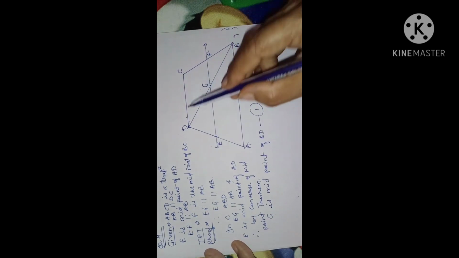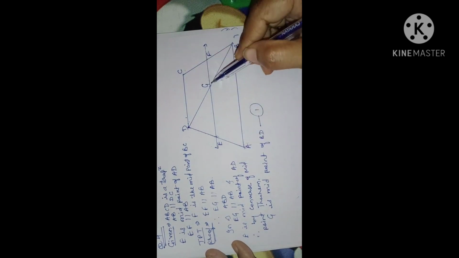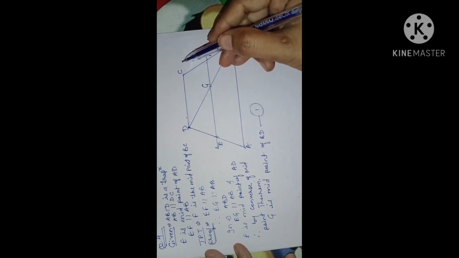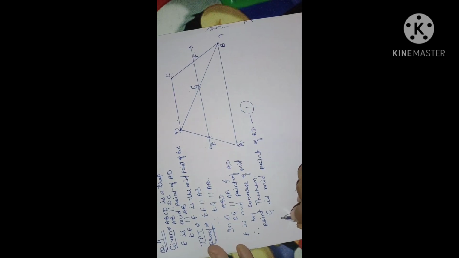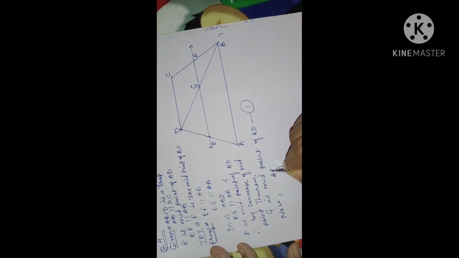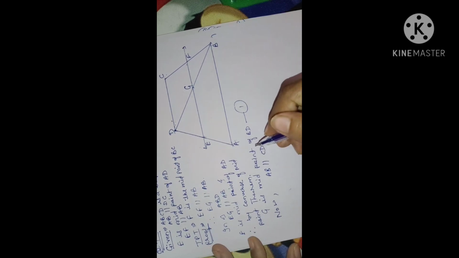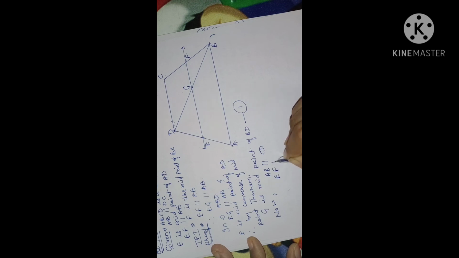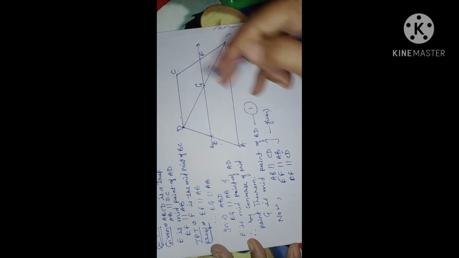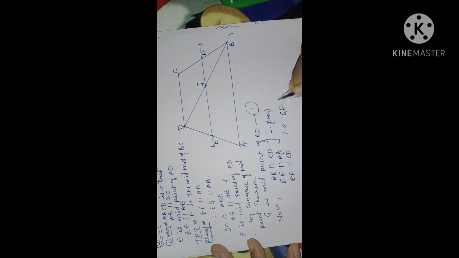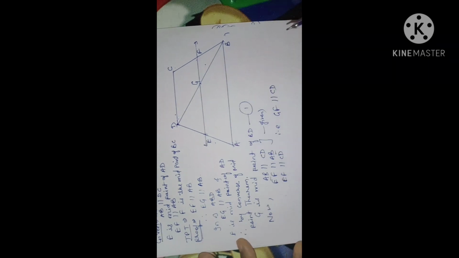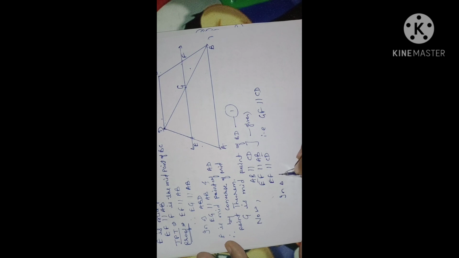Okay, now we are going to consider this triangle BCD, but for that we have to show that GF is parallel to CD. So let's do that first. Now AB is parallel to CD, this is given, and EF is parallel to AB, both are given. So by comparing, since AB is common, we will get EF parallel to CD. That is, we can write GF will be parallel to CD. This is what we needed.